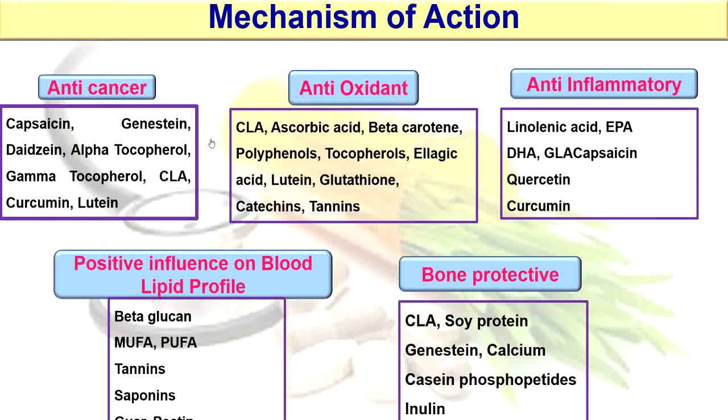When you say anti-cancer, capsaicin, genistein, daidzein, alpha tocopherol, gamma tocopherol, CLA, which is conjugated linoleic acid, curcumin, and lutein are anti-cancer agents. When you say antioxidant, CLA, ascorbic acid, beta-carotene, polyphenols, tocopherols, ellagic acid, lutein, glutathione, catechins, tannins are antioxidant agents. And anti-inflammatory agents are linoleic acid, EPA, DHA, GLA, capsaicin, quercetin, curcumin.